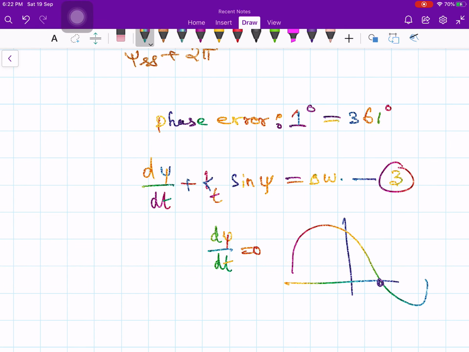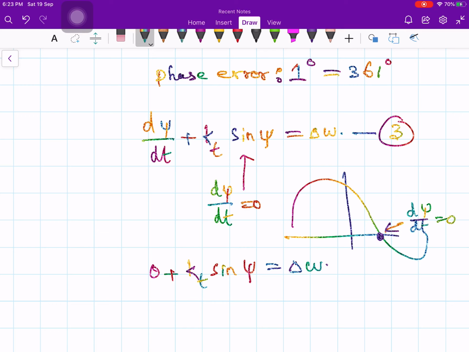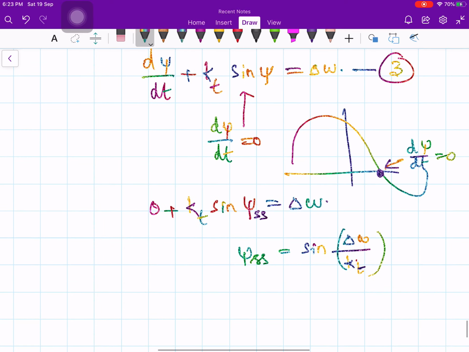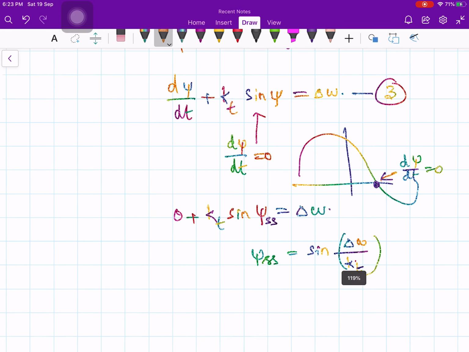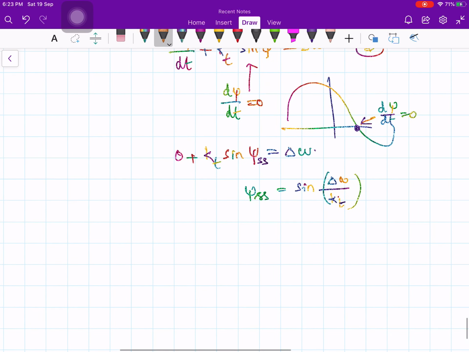So substitute d psi by dt equal to 0 in this equation. Then 0 plus k suffix t sin psi is equal to delta omega. This sin psi becomes sin psi ss. So psi ss is equal to sin inverse of delta omega by k suffix t. Let's say this is equation number 4.